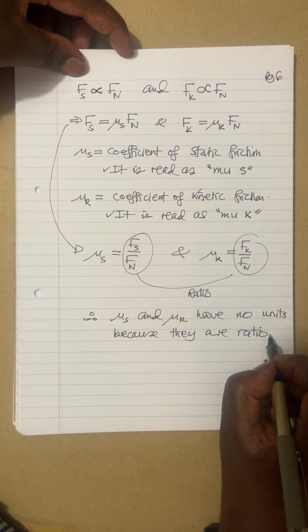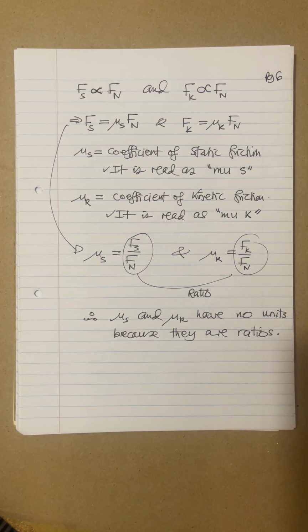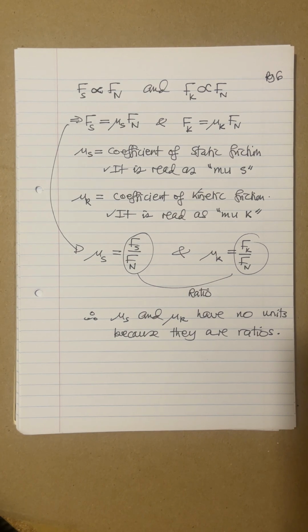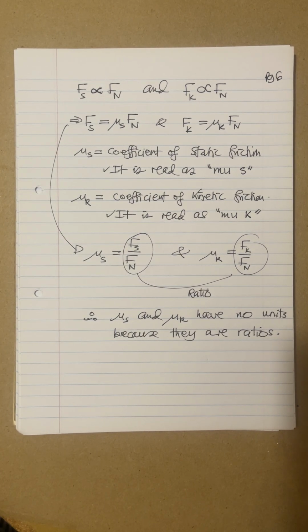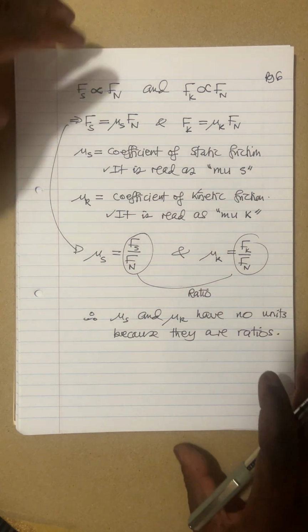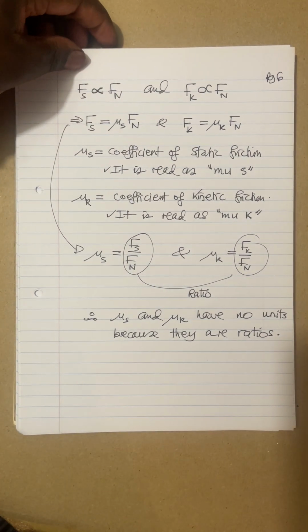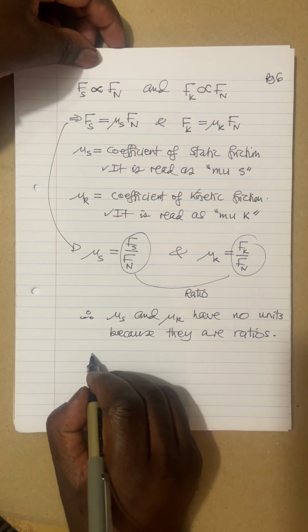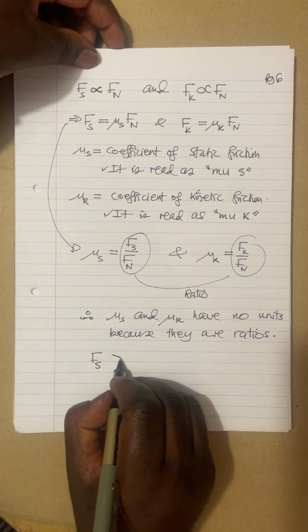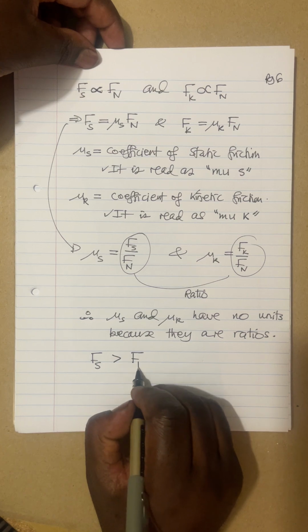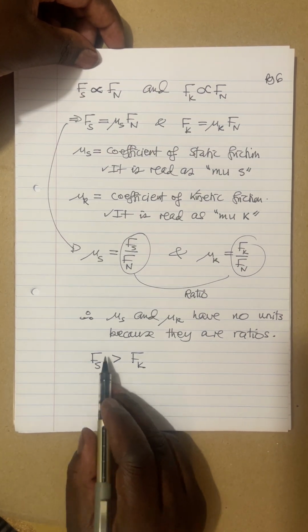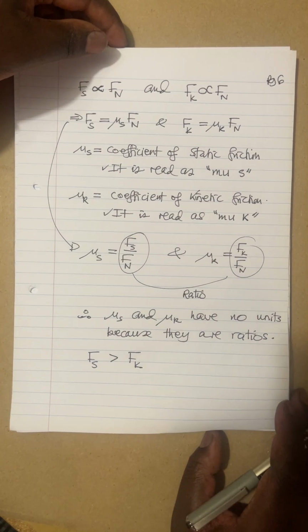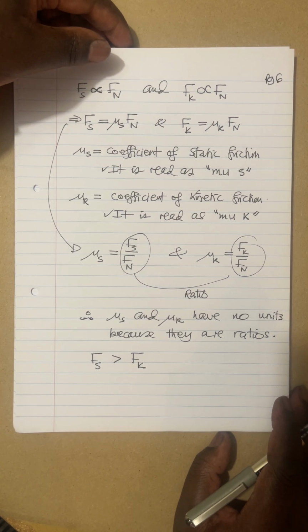They're going to ask you to explain why the coefficient of kinetic friction has no units. The answer is because it's a ratio. Why does mu s have no units? Because it's a ratio. And I want to say straight away that in most cases, the static friction force is greater than the kinetic friction force. In fact, this is the maximum frictional force that an object can experience just before it starts moving.